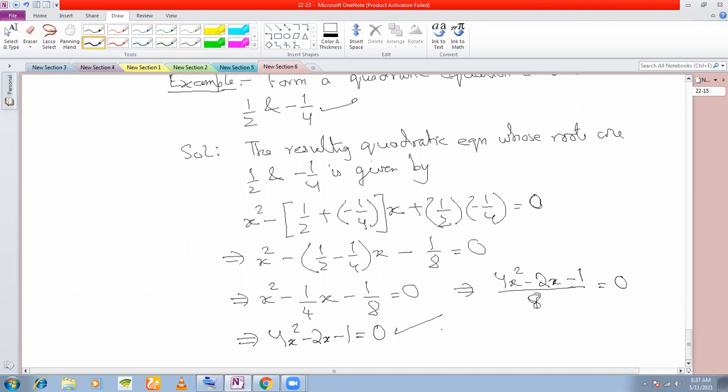Till now, you were getting the quadratic equation and you were solving for the roots. This is just the converse. Okay. So I'll stop here for today.